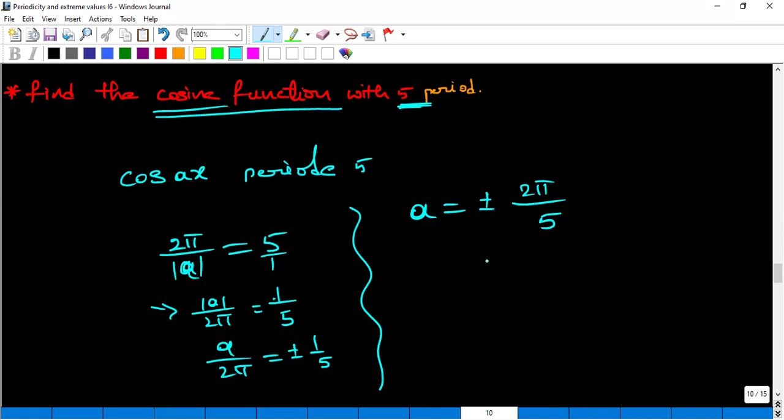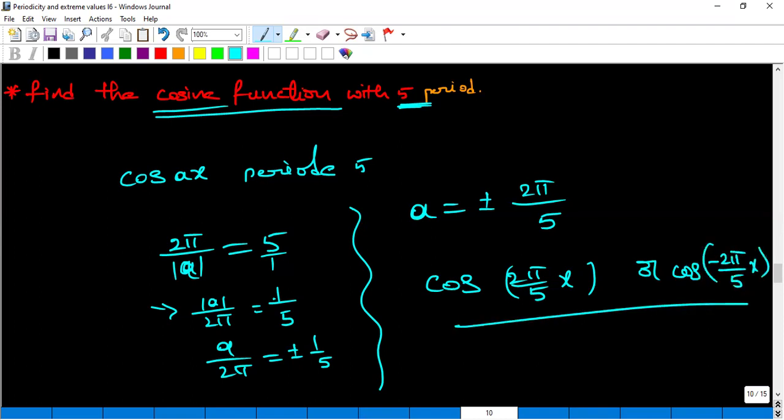Then what is the function that we need to take care of? Cos a value: one time I will take cos 2 pi by 5x, or cos minus 2 pi by 5x. These are the functions that we will see. Just have a look at this solution.